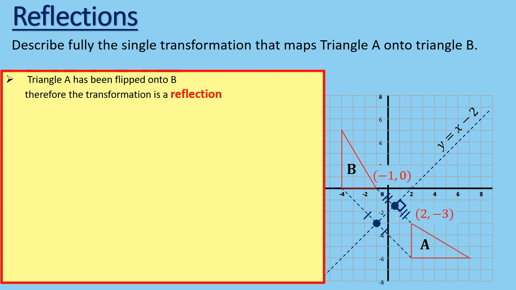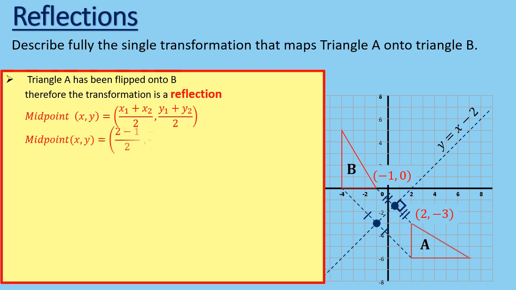The first step is to find the midpoint of the line segment that connects the two corresponding vertices. For that, we will use the midpoint formula for the x and y coordinates of the midpoint, in which the x-coordinate is equal to x1 plus x2 divided by 2, and the y-coordinate is equal to y1 plus y2 divided by 2. After plugging the numbers into the formula, we find that the midpoint lies at an x-coordinate of 0.5 and a y-coordinate of minus 1.5.